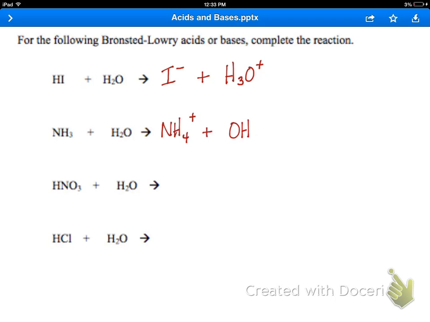So for this next list, pause your video and go through and try to complete the reactions looking at the acids or bases and figure out what they are going to do with their protons. And ammonia is the only weird one. So ammonia picks up a proton, it accepts a proton, but the rest of them are acids. And this is what they do with water.